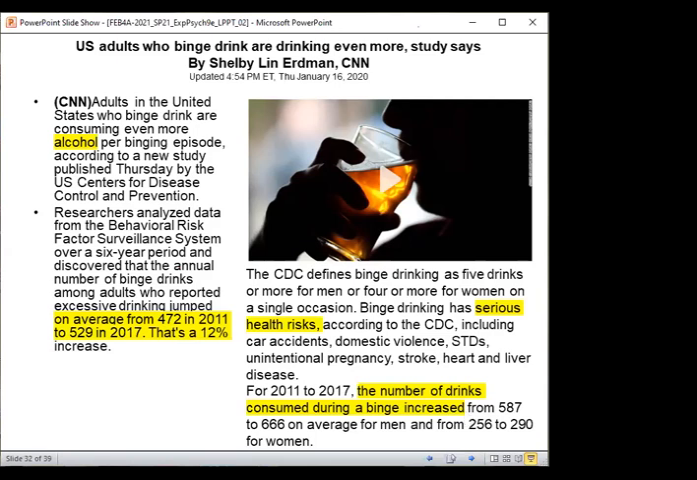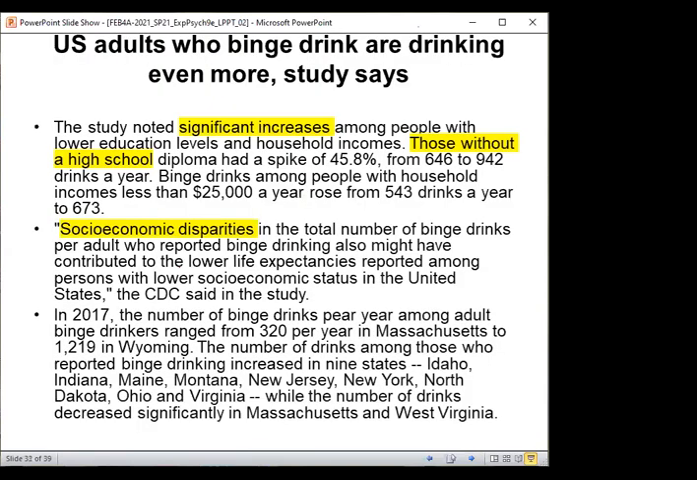So these are the types of things that you could be picking up from the source, that you're looking at your current event source to collect the information that you'll be putting in the paper. The study noted significant increases, looking at education here, socioeconomic disparities, we'll be talking about that from time to time, and it goes further and further on.